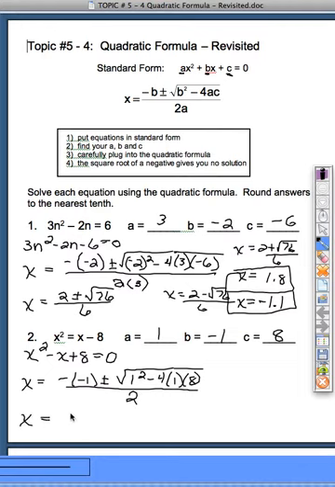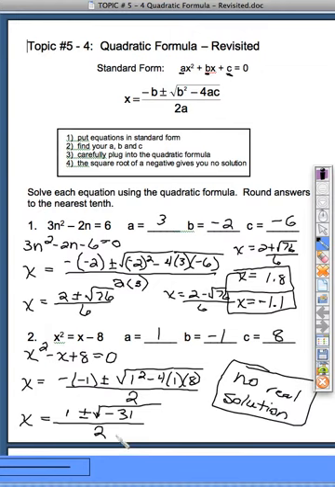So simplifying, we end up with +1 plus or minus the square root of 1 minus 32, so that's -31, over 2. Now remember, we can't take the square root of -31. If you try, you're going to get an error message. And so our answer is no real solution. Remember, that happens anytime you end up trying to take the square root of a negative number. All right. Let's go on to the next page of notes.